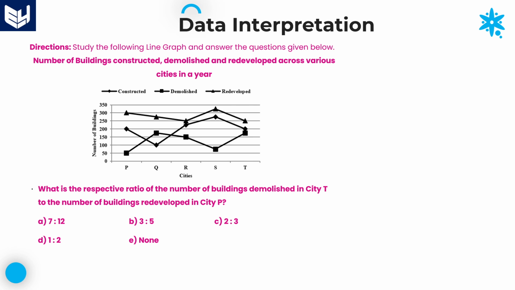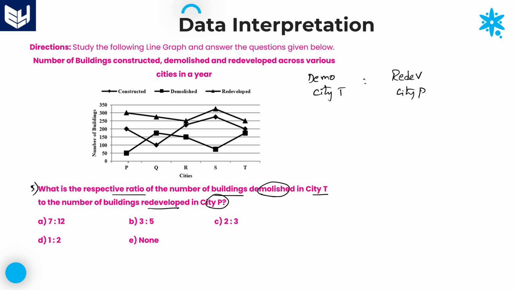Last question in this session. See here. Here, what is the respective ratio of number of buildings demolished in city T to the number of buildings redeveloped in city P? So here we need to calculate the ratio. Ratio between which values we need to take? Number of buildings which are demolished in city T is to number of buildings which are redeveloped from city P. That ratio we need to calculate.